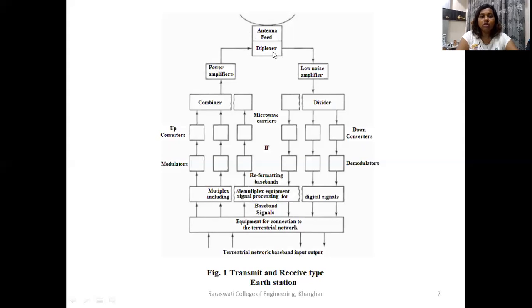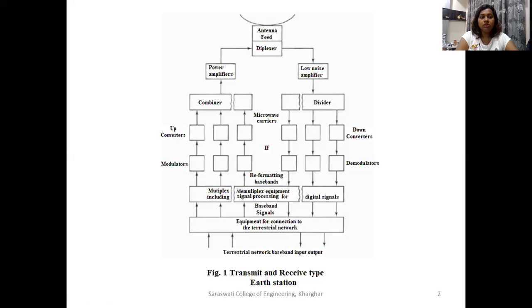Now, what is the use of the diplexer? As we know, the diplexer takes care of separation of transmitting and receiving signals. So through the diplexer, this power amplified signal is fed to the antenna. Then through this antenna, the signals are transmitted to the satellite. So this is all about the transmission chain of the transmit receive type Earth Station.